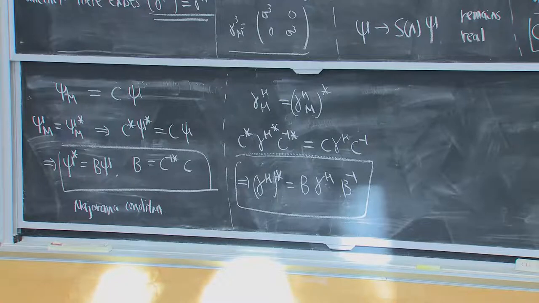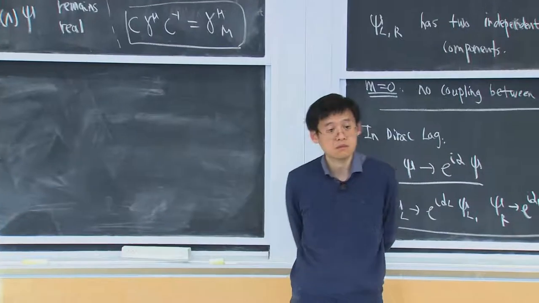Good, any questions on this? Yes. Well, they're just general non-singular matrices. Yeah, just 4x4 non-singular matrices. They often can be chosen to be unitary, but in principle, you don't have to choose them to be unitary.